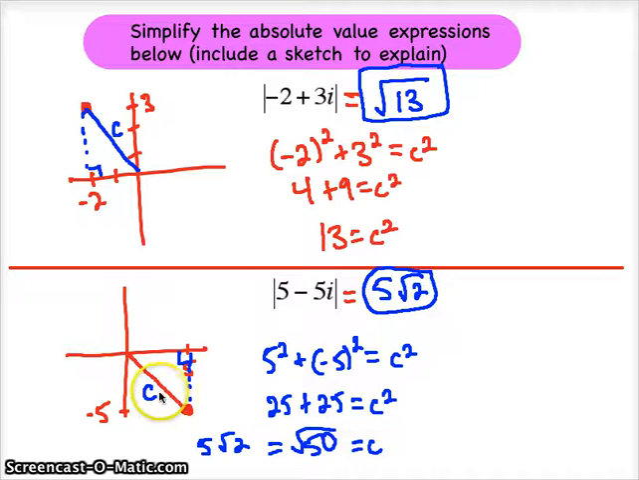On the bottom, we've got 5 minus 5i, so we went right 5, down 5. Again, 5 squared plus negative 5 squared being 50. But again, that's also equal to c squared, so take the square root of 50. Breaking that down into a 5 and a 2, 5 being on the outside. So a nice, clean, exact, simplified answer would be 5 root 2. I hope that helps you with the absolute values of complex numbers.